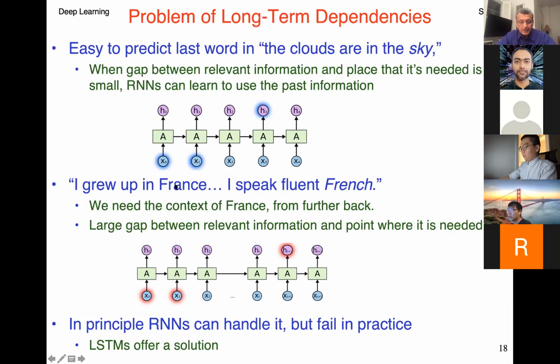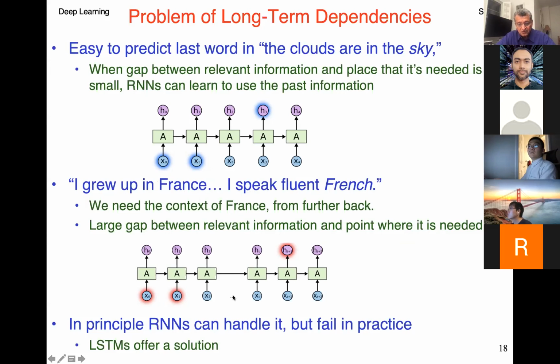But if you have a very large passage of text, I grew up in France in the beginning, and then blah, blah, blah, you told a whole life story. And then later on, you are asked to guess the sentence, I speak fluent dash, what is it? And to be able to predict French, you have to somehow remember that somewhere along the way, you said, I grew up in France, right? So we need the context of France from further back. Right? So there is a large gap between the relevant information and the point where it is needed.